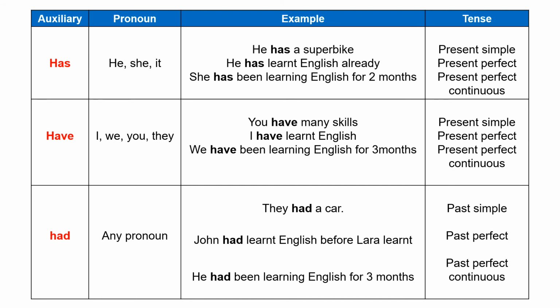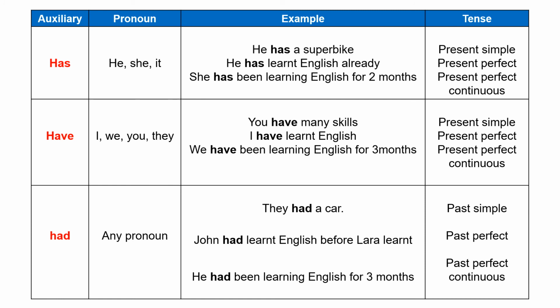Next auxiliary verb, have. Have is used with I, we, you and they pronouns and also with any plural noun. It is used in present simple, present perfect and present perfect continuous tenses. Example: you have many skills. This sentence is in present simple tense. Have is the main verb in this sentence.